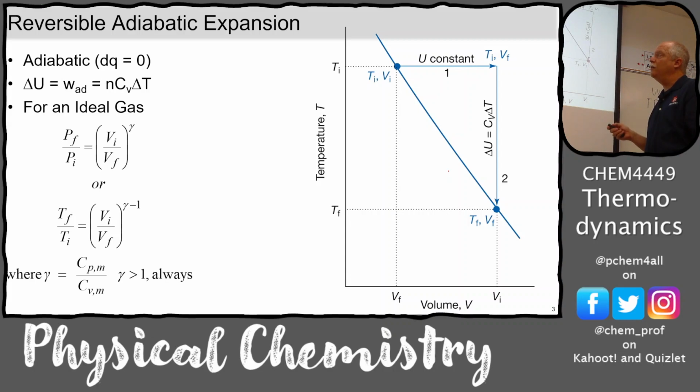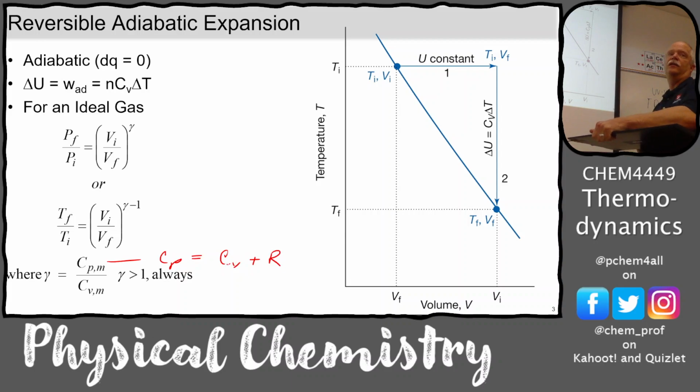Now for an ideal gas, we have these adiabatic relationships. But the important piece down here is this gamma. Gamma is the ratio of Cp to Cv. And so we know that Cp is equal to Cv plus R.